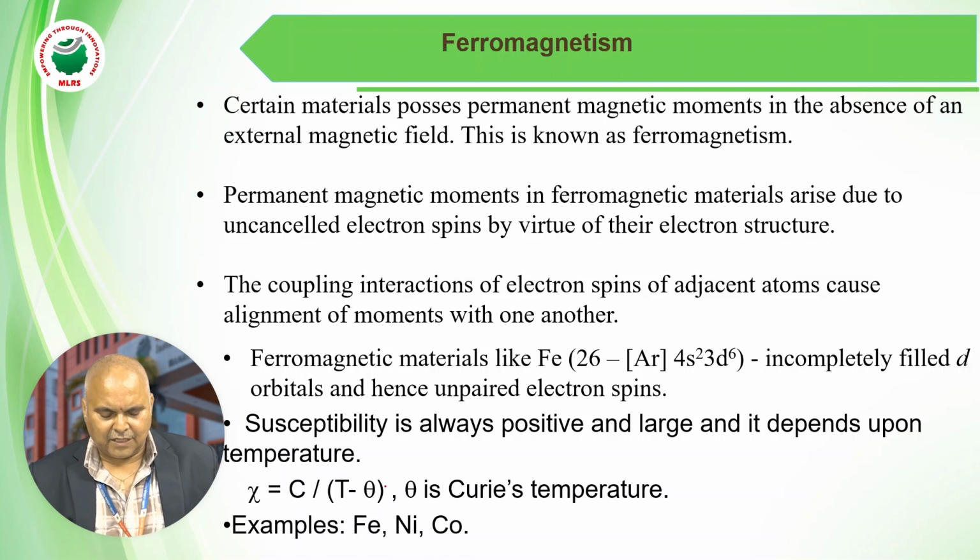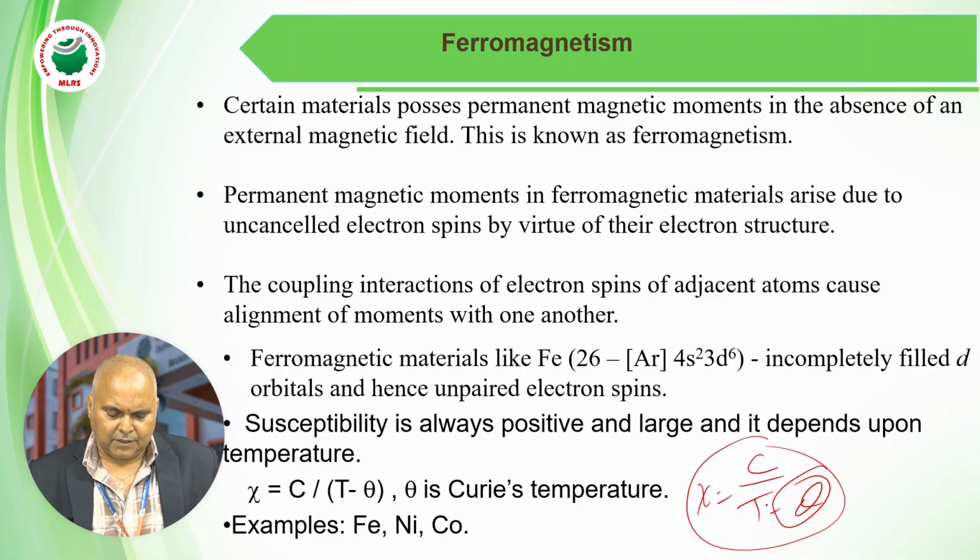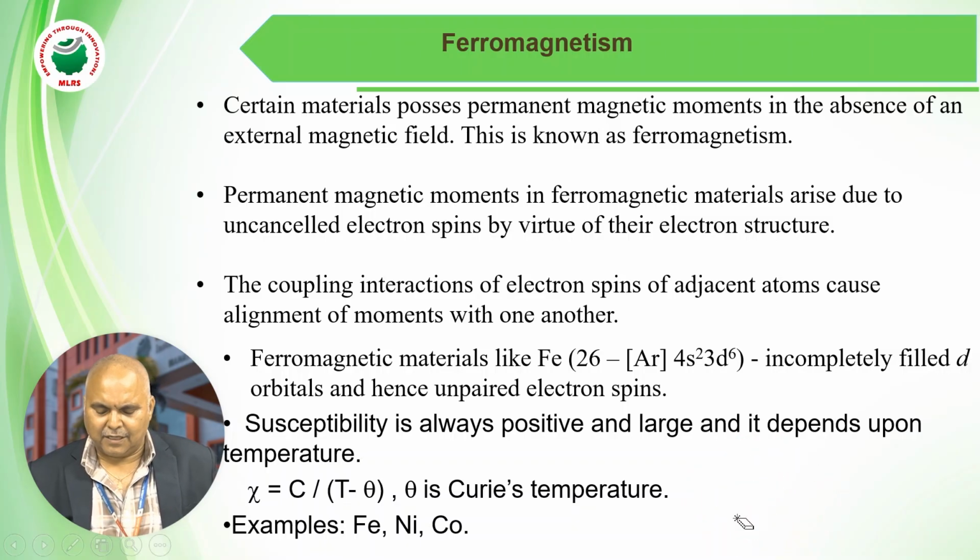The Curie-Weiss law contains C by T minus theta. This minus theta is extra compared to Curie's law. So chi equals C by T minus theta, where theta is the Curie temperature, T is the absolute temperature, and C is the Curie constant. Ferromagnetic materials obey the Curie-Weiss law. Examples are iron, nickel, and cobalt, the best examples of ferromagnetism.